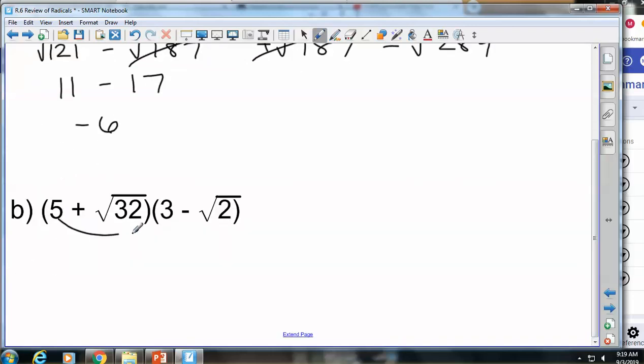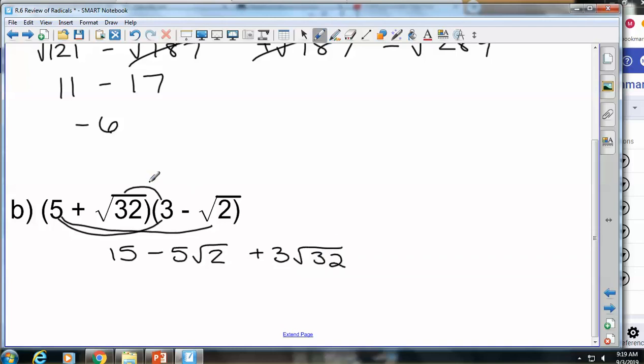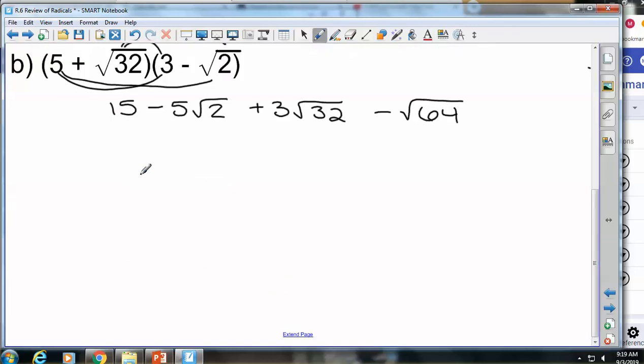Second one, if we FOIL, 5 times 3, we get 15. 5 times negative radical 2, since the 5 is not under the radical, it just stays outside. Radical 32 times 3 would be 3 radical 32. Minus, since they're both under the radical, we multiply them. Minus radical 64. Okay, let's make sure we got this one correct. From here, we have 15 minus 5 radical 2.